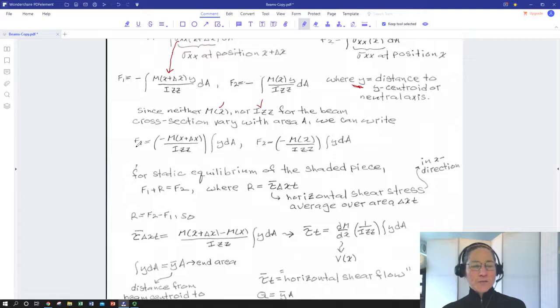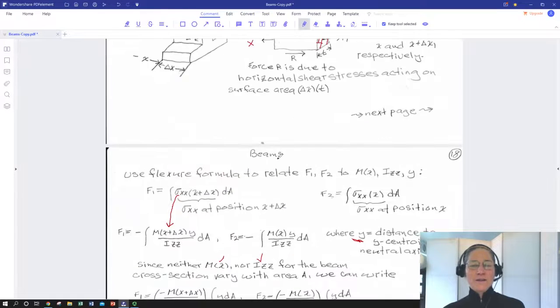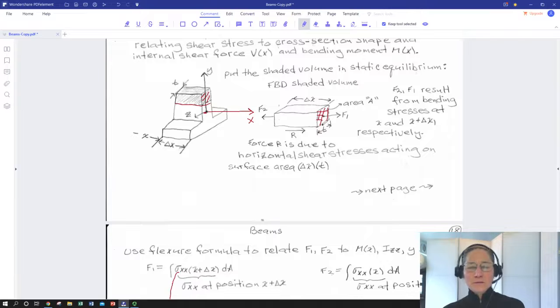Okay, so now I'm going to plug these expressions for F1 and F2 back into my static equilibrium that's keeping that little top shaded slice from sliding back and forth in the x direction. And I'll remind myself that I can also write an expression for shear force R as the average shear stress on this horizontal surface. I'm going to make this box invisible here for the moment, and look inside of it.